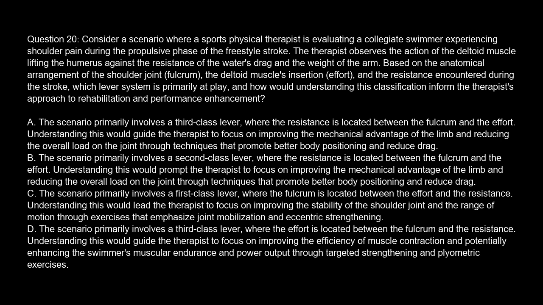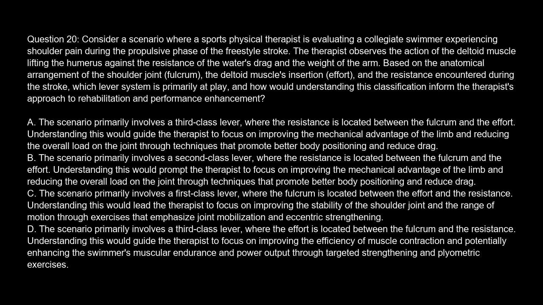Option A. The scenario primarily involves a third-class lever, where the resistance is located between the fulcrum and the effort. Understanding this would guide the therapist to focus on improving the mechanical advantage of the limb and reducing the overall load on the joint through techniques that promote better body positioning and reduce drag. Option B. The scenario primarily involves a second-class lever, where the resistance is located between the fulcrum and the effort. Understanding this would prompt the therapist to focus on improving the mechanical advantage of the limb and reducing the overall load on the joint through techniques that promote better body positioning and reduce drag.